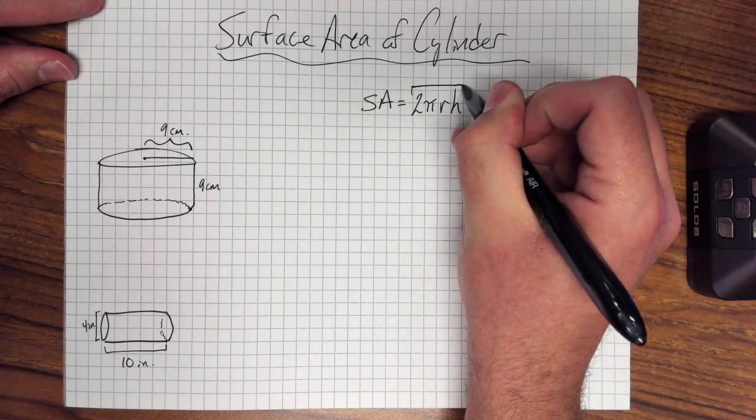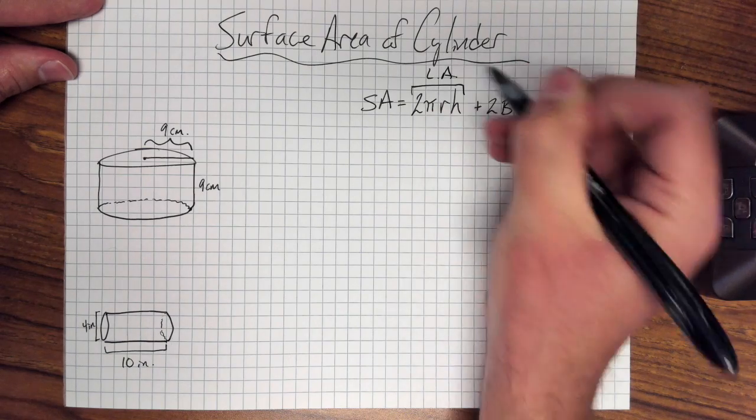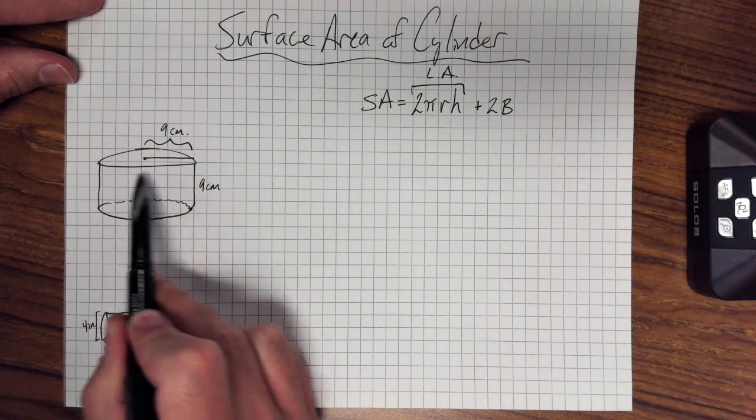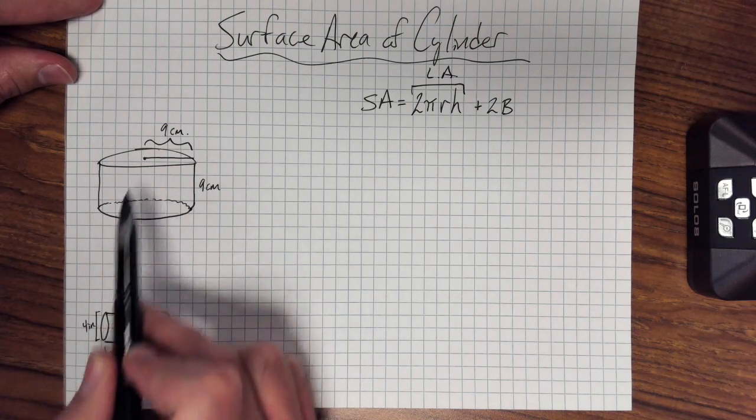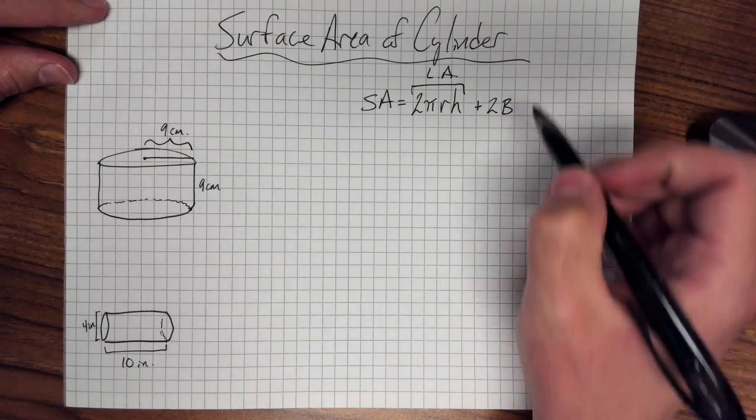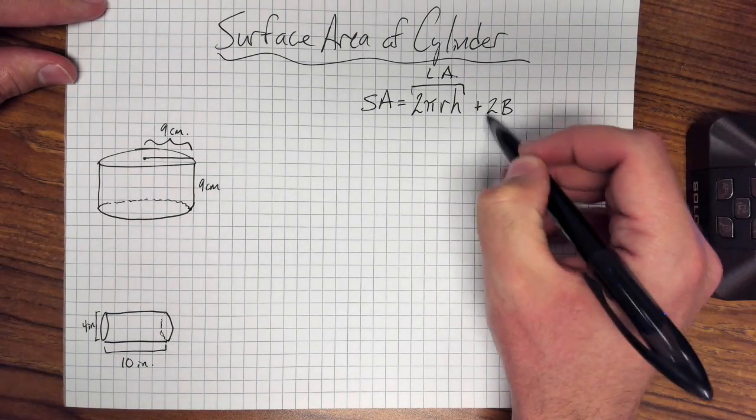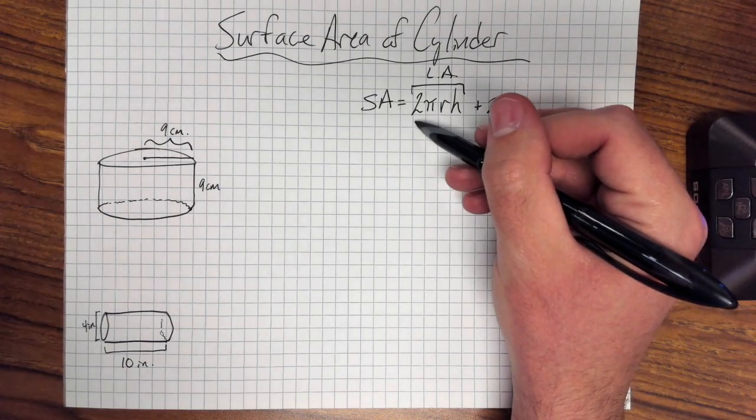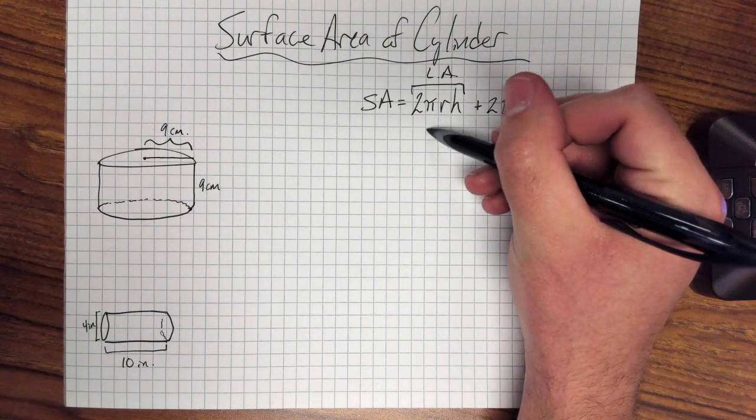So this first part finds what's called lateral area. And the lateral area is the entire outside wall of the cylinder, not counting the top and the bottom, which are the bases. This second part finds the area of the bases. So when you're labeling this, we don't need to label the 2 or the pi. We know what those are.